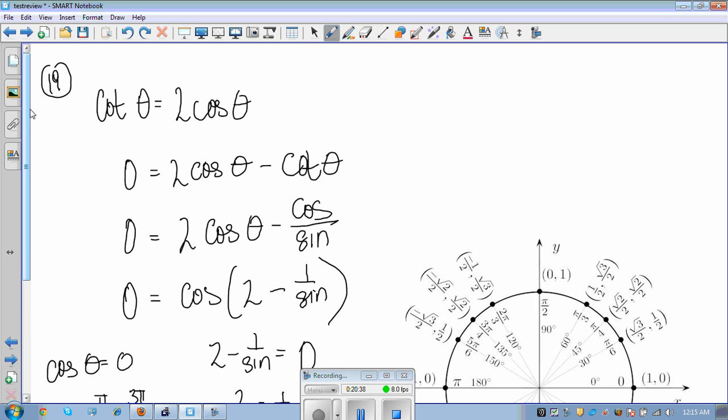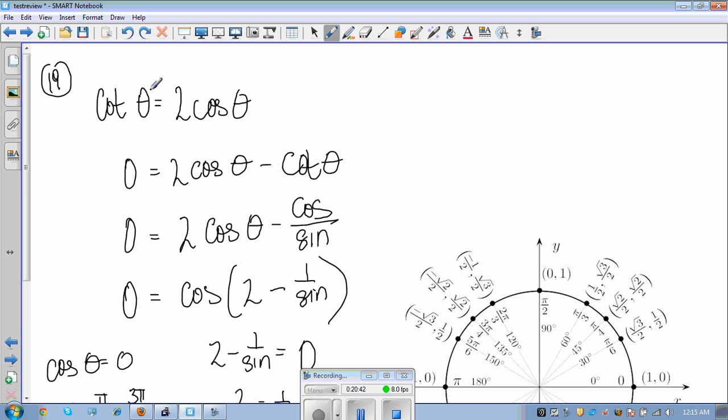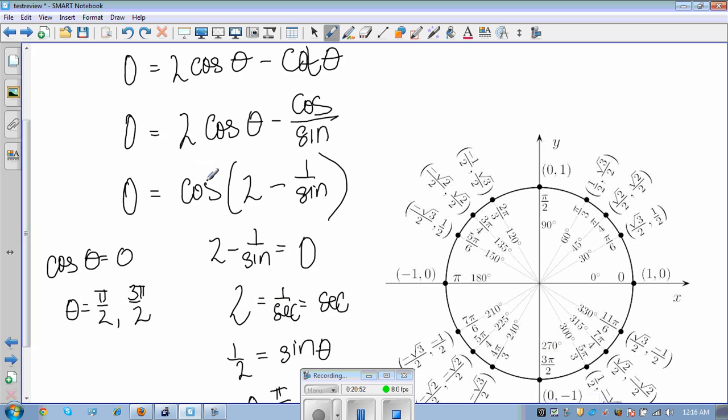19, a little bit more involved. I don't think it was this long on the actual test. I got this cotan theta equal to a 2 cos theta. So let's drag this cotan over, change it to a cosine over sine. Factor out a cosine. Cosine times 2 will give me a 2 cosine. Cosine times a 1 over sine would bring me to that cotan.